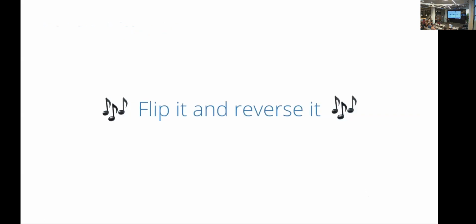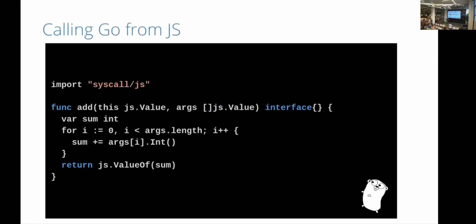Now let's take a cue from Missy Elliott and flip it and reverse it. Here is an example of how to set up Go so that it can be called from JavaScript. In this case, let's implement a simple add function in Go that can be called from JavaScript. This add function will take a list of JavaScript numbers from a JavaScript argument array and add them and return the sum.